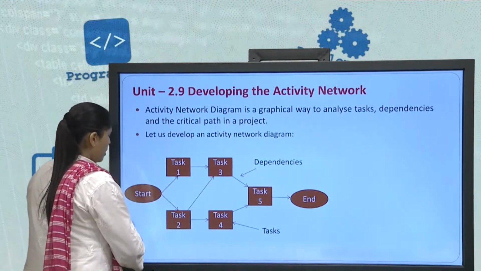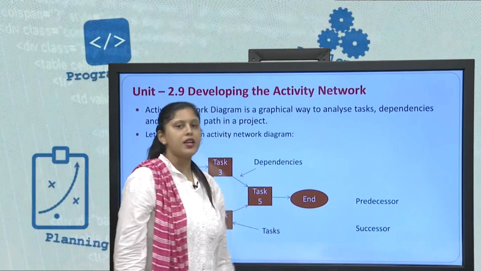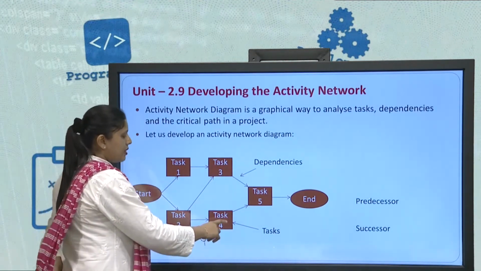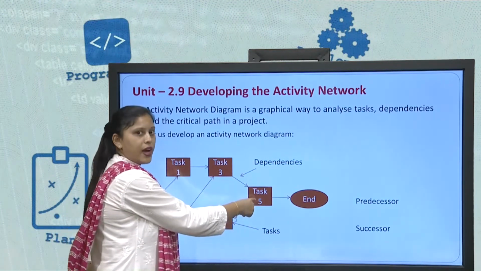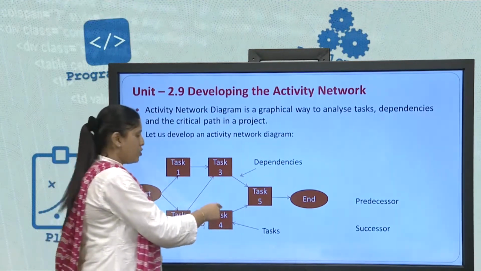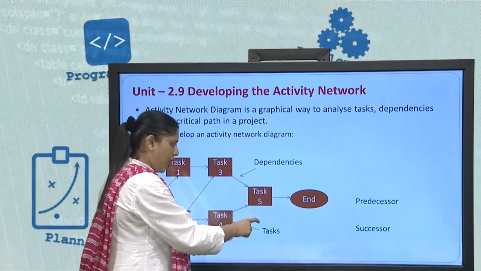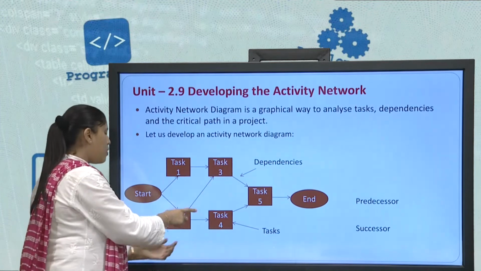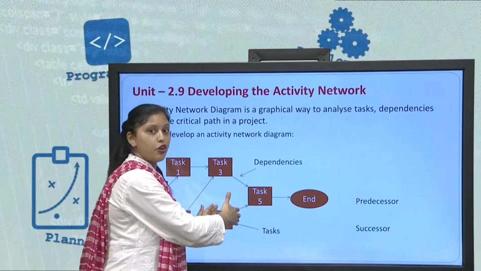Now, let us see two major definitions. One is predecessor and one is successor. What is a predecessor and what is a successor? If you consider task 4, task 4 is a predecessor of task 5. That means task 5 cannot work before my task 4. So task 4 is a predecessor of task 5, while task 4 is a successor of task 2. That means only after I complete my task 2, I can successively go to my task 4.